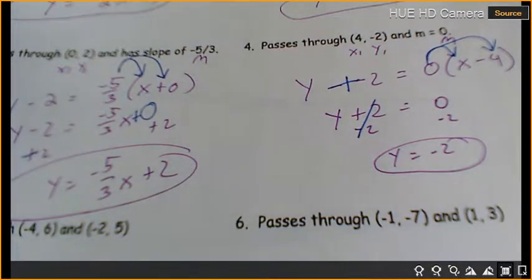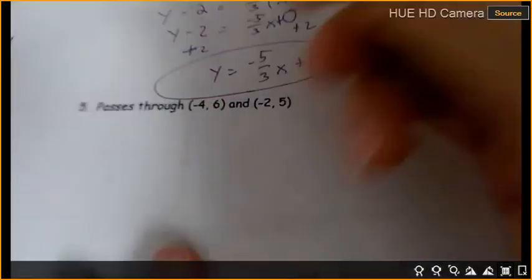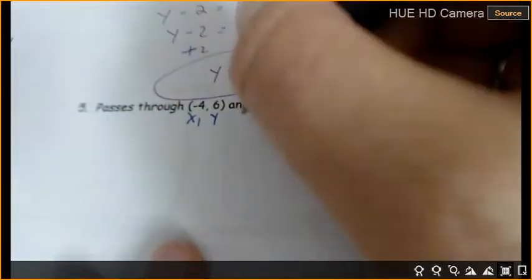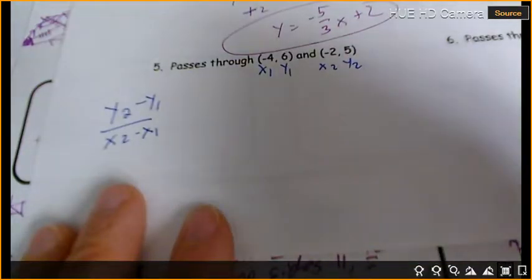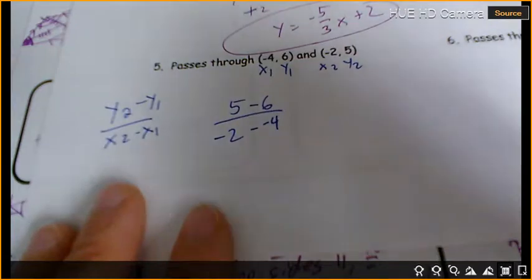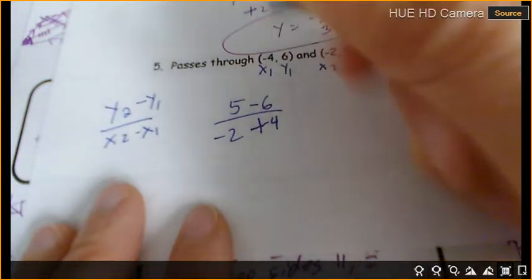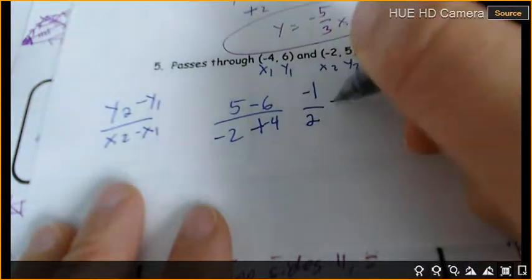Okay. Let's look at number 5 and 6. They're different because we first have to figure out the slope. So let's label it x1, y1, x2, y2. And then we're going to do the slope, just like we did last night for homework, y2 minus y1 over x2 minus x1. So far, so good? So we go 5 minus 6 over negative 2 minus a negative 4. Two negatives make a... So 5 minus 6 is negative 1. Negative 2 plus 4 is 2. So that's my slope. That's my m.